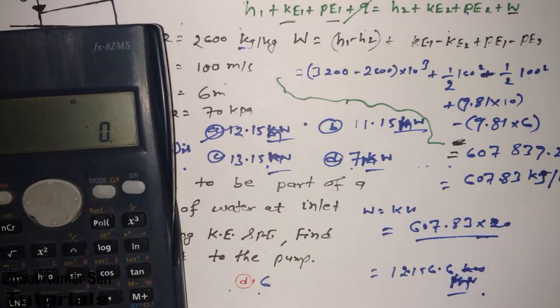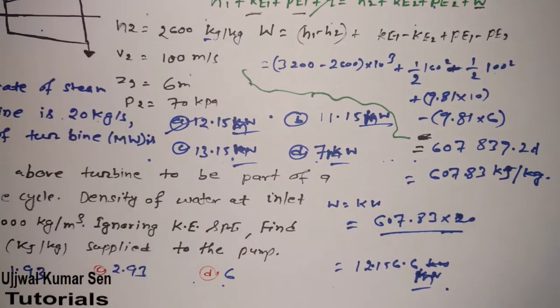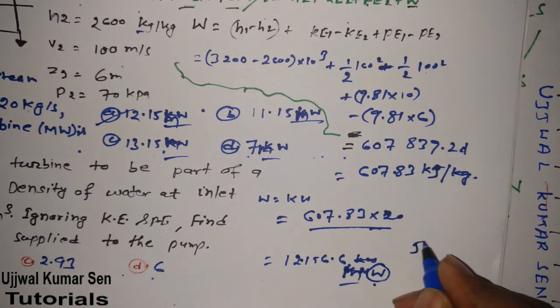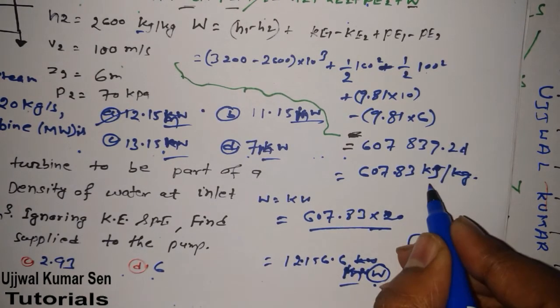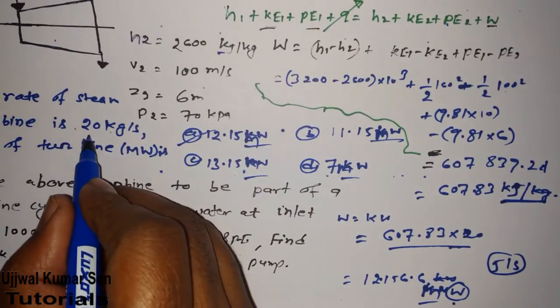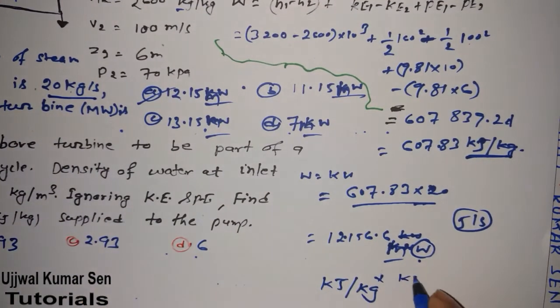So option A is the right answer for this question. All right, now the most important thing is how we got this watt from here. We know what joule per second is. Now look at the unit of this, that is kilojoule per kg. The unit of mass flow rate they have given is kg per second.